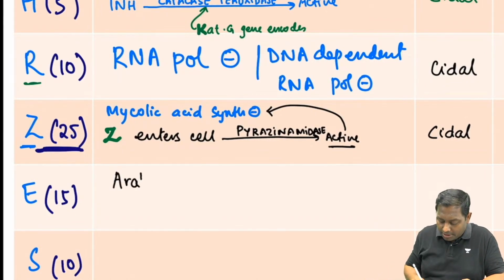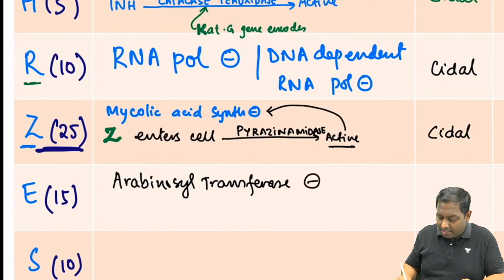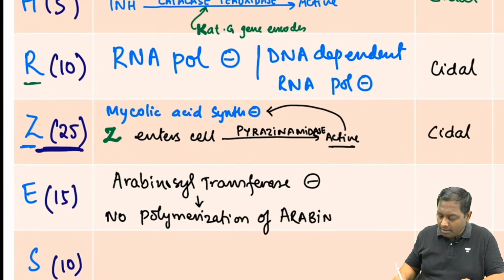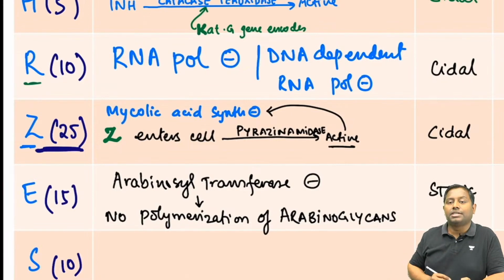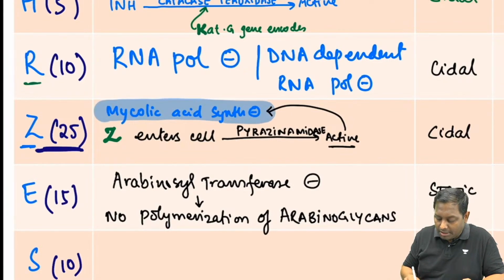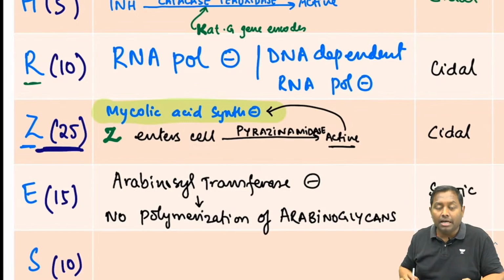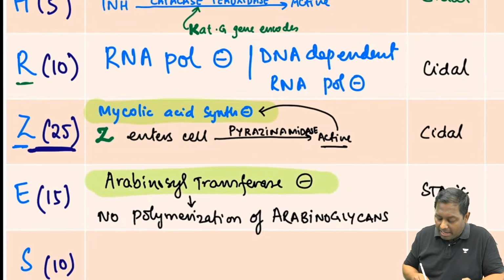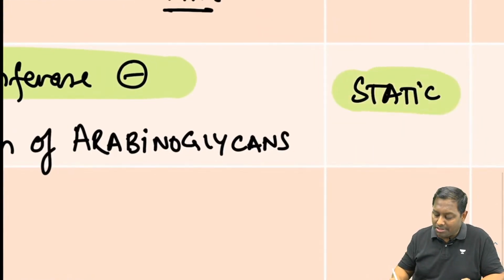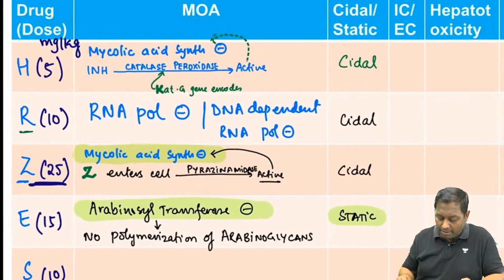Now let's talk about ethambutol. It is an arabinosyl transferase inhibitor. Once this is inhibited, there will be no polymerization of arabinoglycans, and because of that, it will have a static effect. So first and foremost, remember, the mycolic acid synthesis inhibitor acting from inside is pyrazinamide. Ethambutol, thum jana is ruk jana. Thum jana is a Hindi term for ruk jana, to stop. It is an arabinosyl transferase enzyme inhibitor, and it shows static property. So the one having static property is none other than ethambutol.